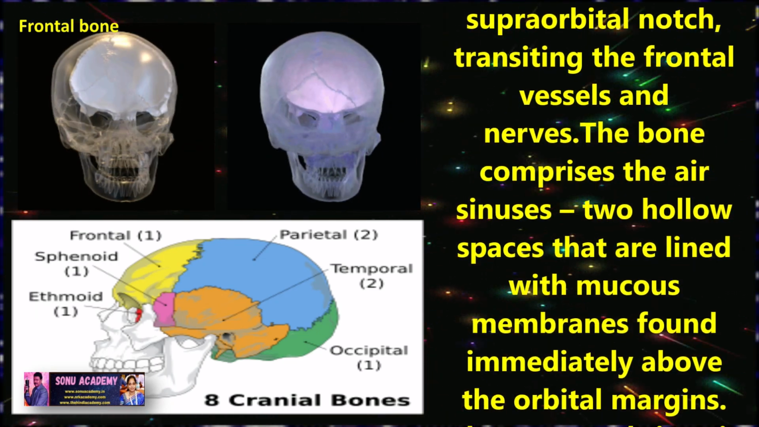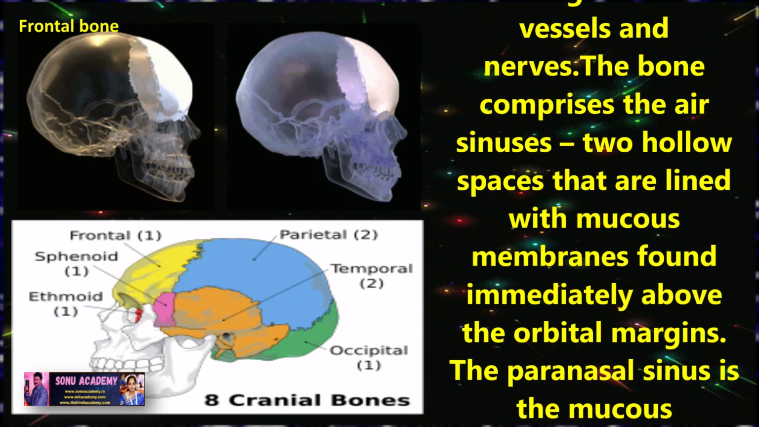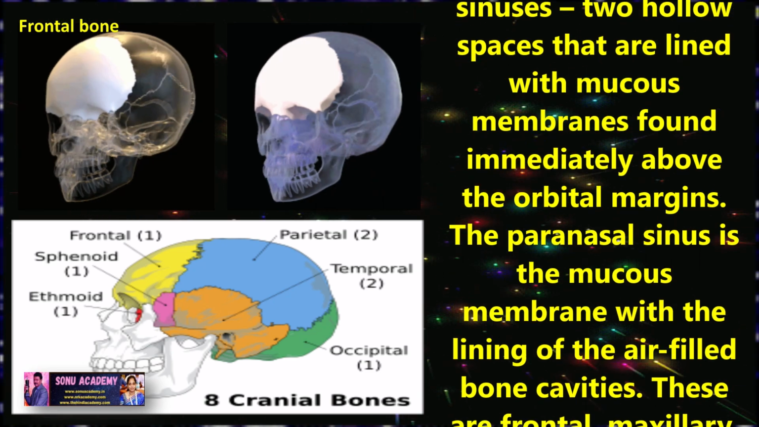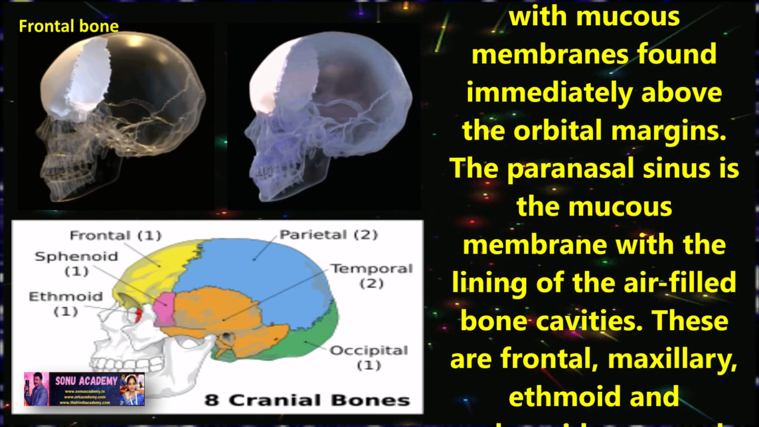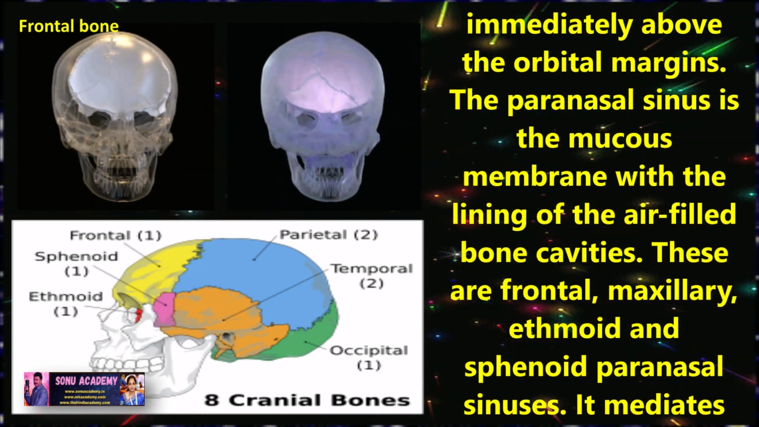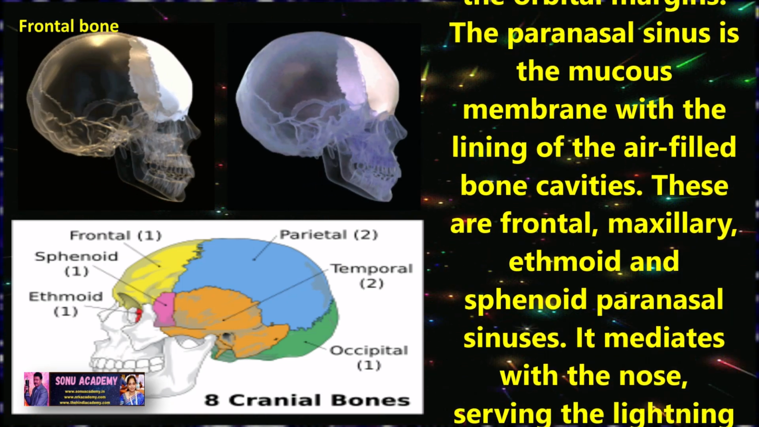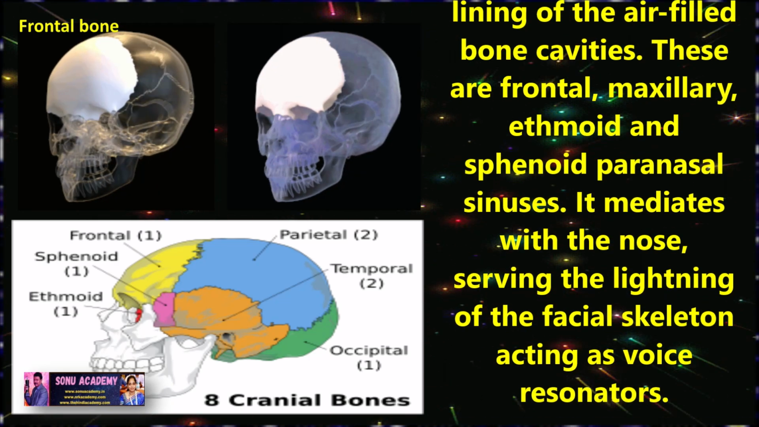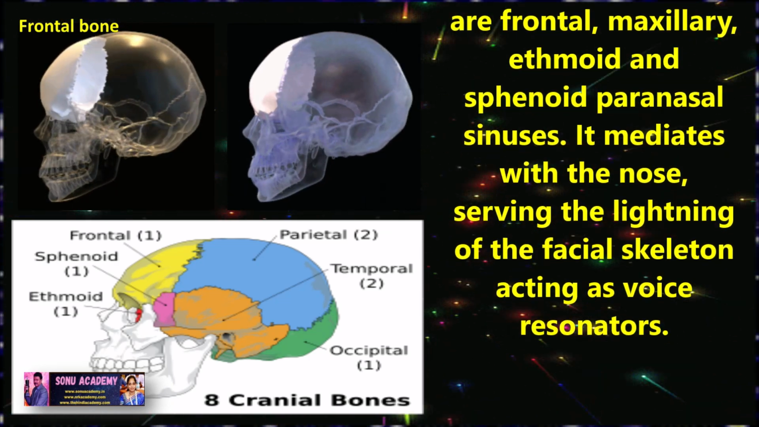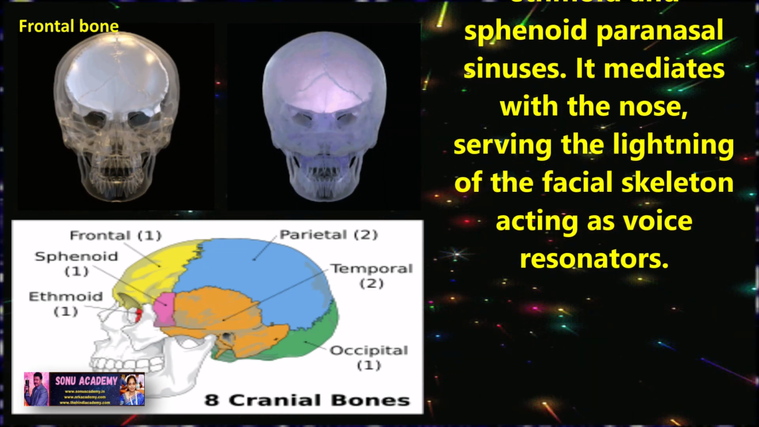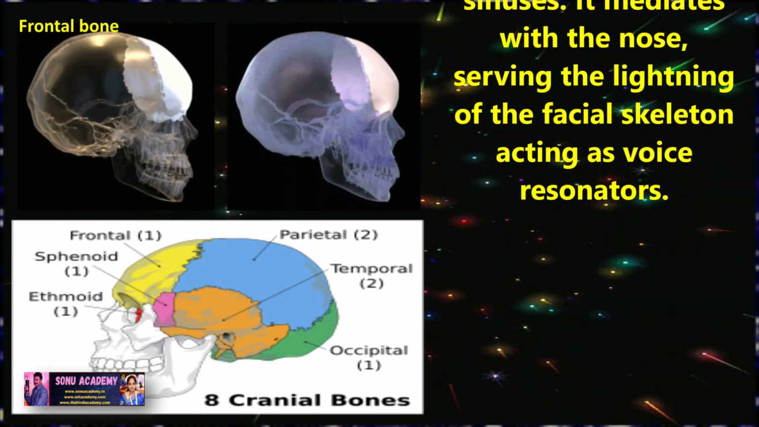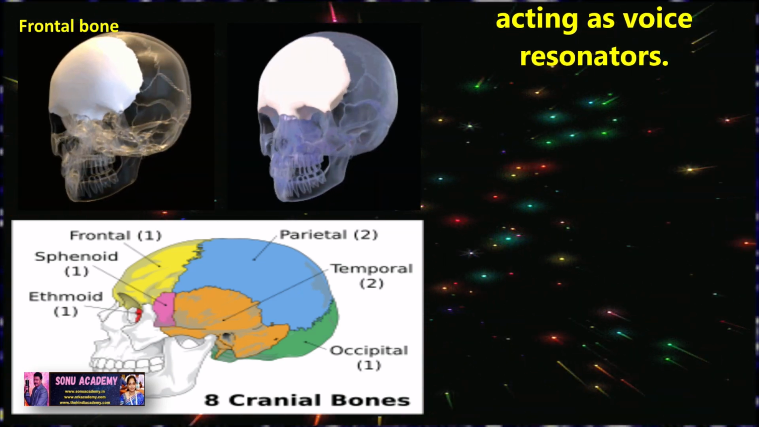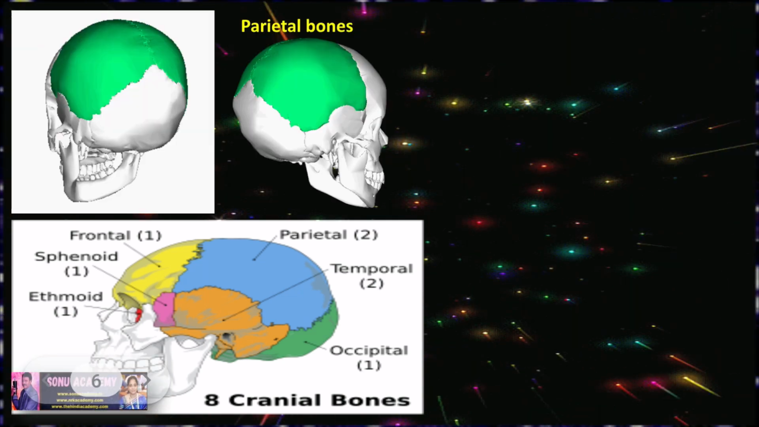The bone comprises the air sinuses, 2 hollow spaces lined with mucous membrane found immediately above the orbital margins. The paranasal sinuses are the mucous membrane lining of the air-filled bone cavities. These are the frontal, maxillary, ethmoid and sphenoid paranasal sinuses. They communicate with the nose, serving to lighten the facial skeleton and acting as voice resonators. This was a brief on skull bones, different types.